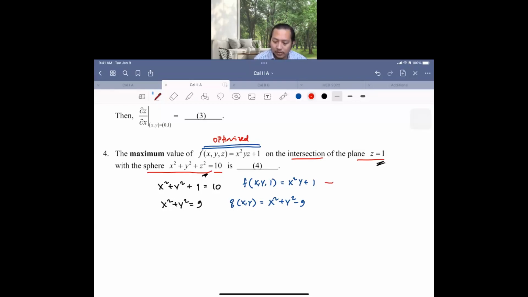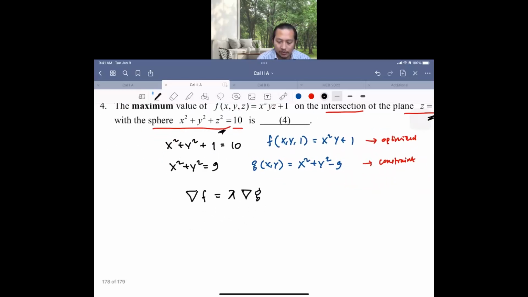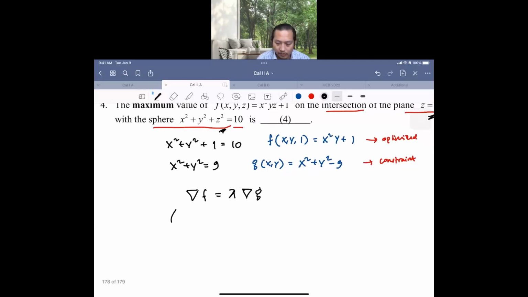The first one is the one that we are going to optimize, for the minimum or maximum. The other one is a constraint. You can directly use the Lagrange multiplier, which is the gradient of f equal to some lambda multiplied with the gradient vector of g. So the gradient of f is supposed to be the vector (2xy, x squared), and lambda times the gradient of g, which is (2x, 2y).